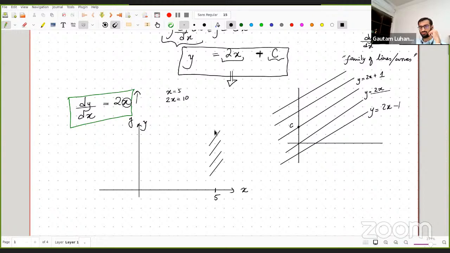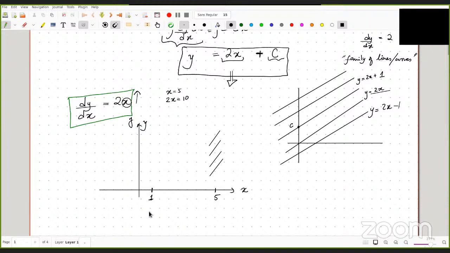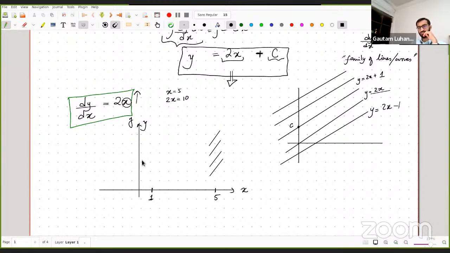But what happens to this slope if I move a little bit over here? If I come over here and I ask, what would be the slope at x equals 1, let's say? 2. The slope would be 2. In comparison to these lines, now the slope would look a bit flat. It would look something like this. Now again, I don't know where the curve is, but it looks something like this, right? At that particular point.